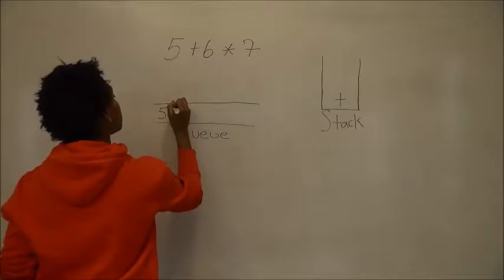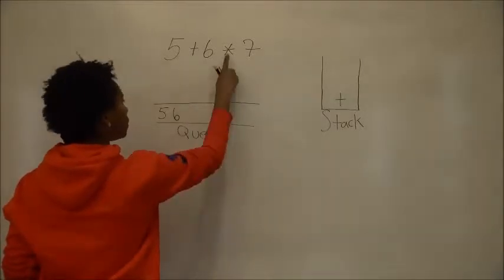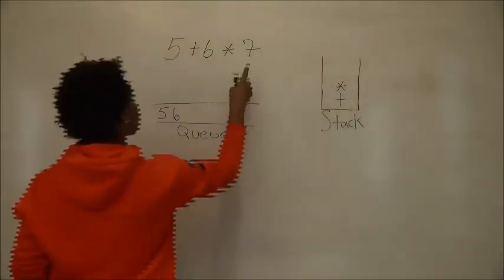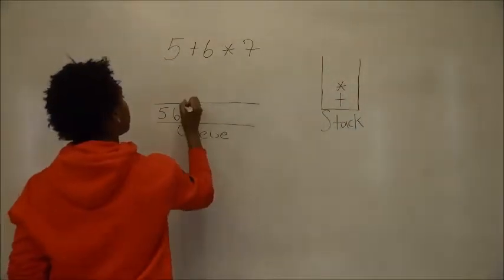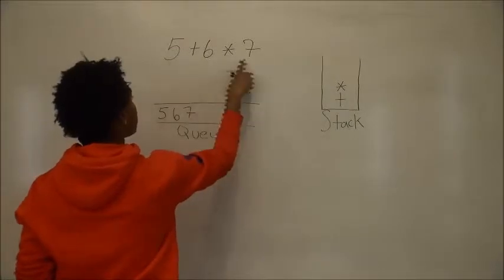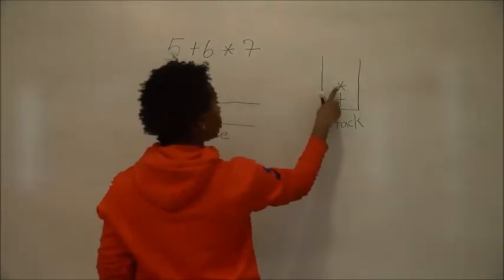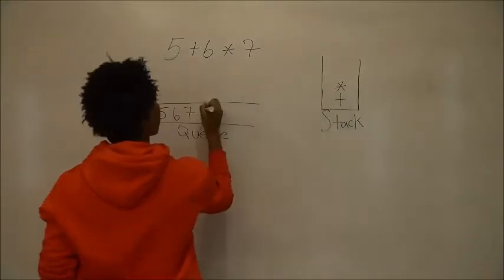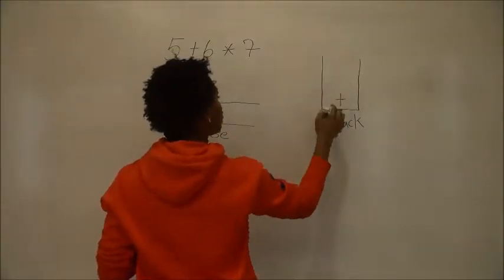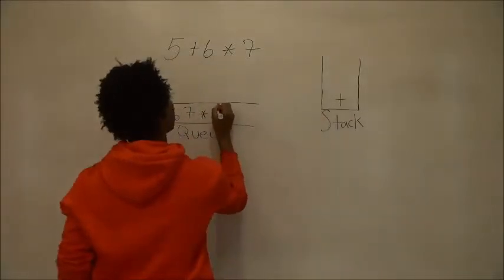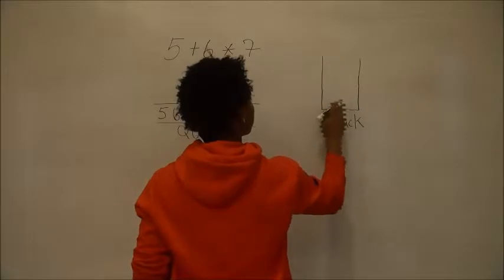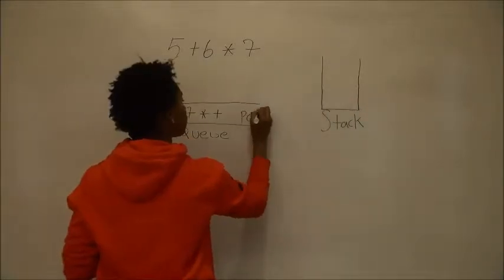6 is a number, so we insert it into the back of the queue. The multiplication is an operator, so it goes inside of the stack. The 7 is a number, which goes into the back of the queue. We finished reading the expression, so now we empty the stack and insert into the queue. The multiplication comes off the stack and is inserted into the queue. The plus comes out of the stack and is inserted into the queue. Once the stack is emptied and inserted into the back of the queue, we have reached the postfix.